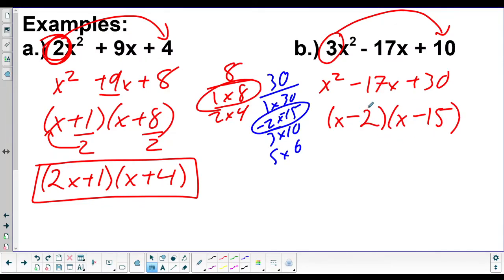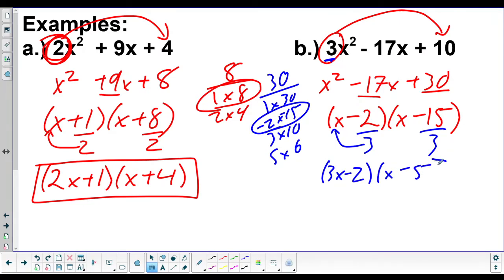Let's just check real quick. Negative 2 minus 15, negative 17. Negative 2 times negative 15, positive 30. We're good. Now we divide by the original a term. So we're going to divide by 3. 3 doesn't go into 2, so we move it in front of the x. So we have 3x minus 2. 3 does go into 15 5 times. So x minus 5. This is our answer. And then you're done complex factoring. And that's it.